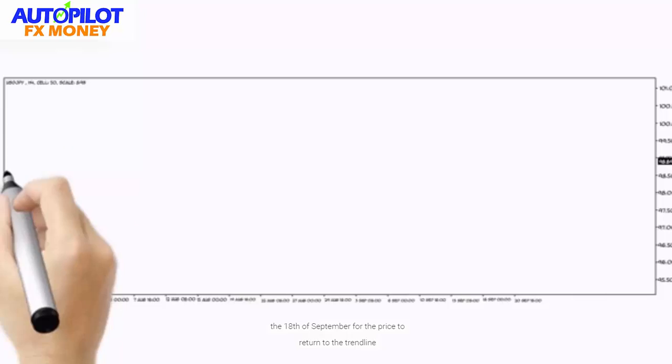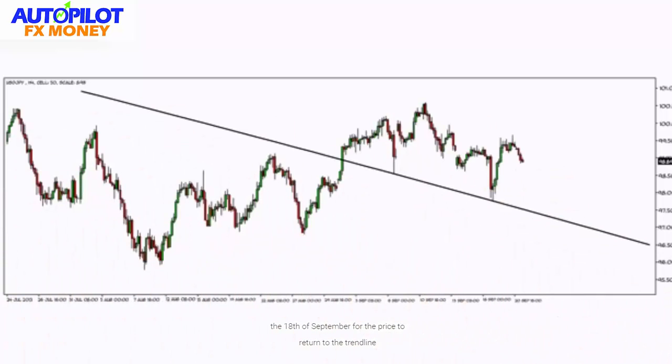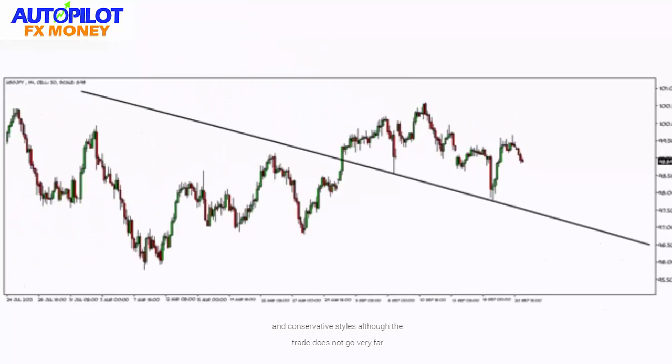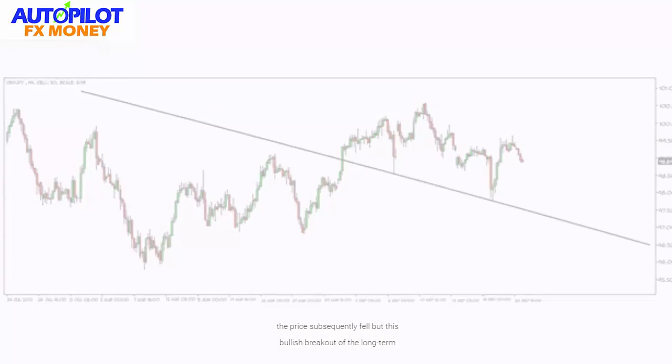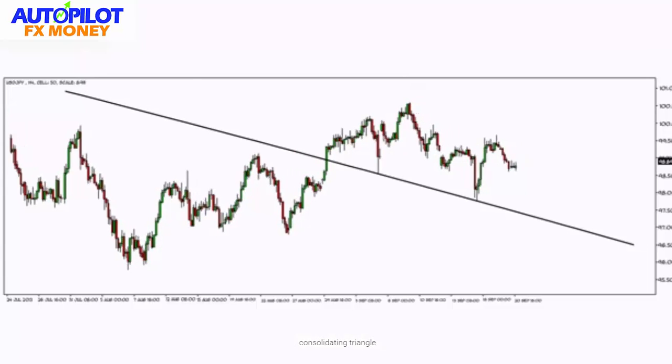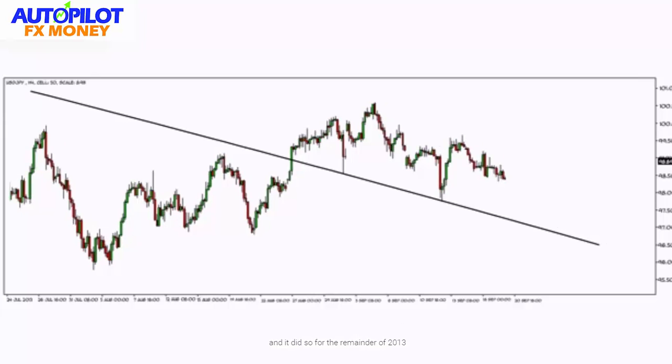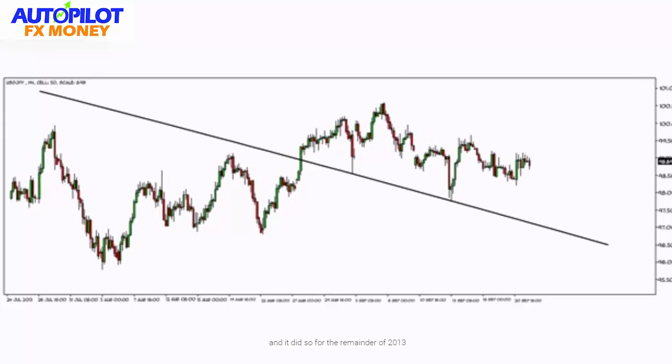We have to wait until the 18th of September for the price to return to the trend line, where it forms a pin bar on the 4-hour chart. This gives an entry in both the aggressive and conservative styles. Although the trade does not go very far, by locking in profits or taking off risk when the price gets back to the previous swing high, we can ensure a small profit, or at least avoid a loss. The price subsequently fell, but this bullish breakout of a long-term consolidating triangle did give a strong hint that the price would continue to move up, and it did so for the remainder of 2013.